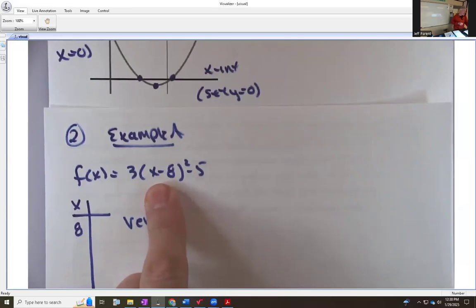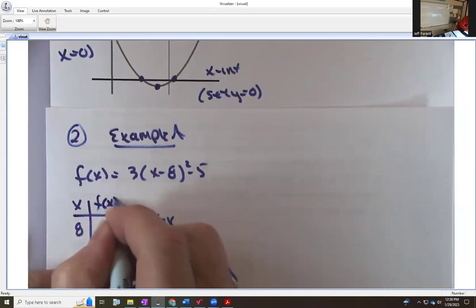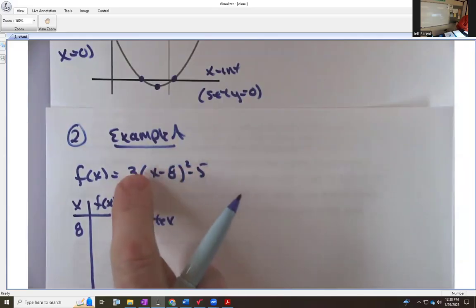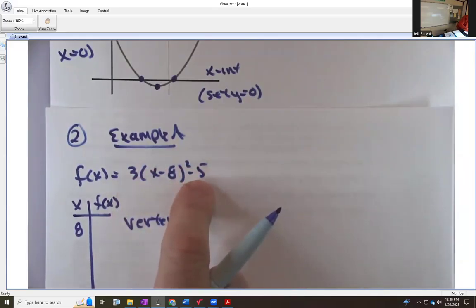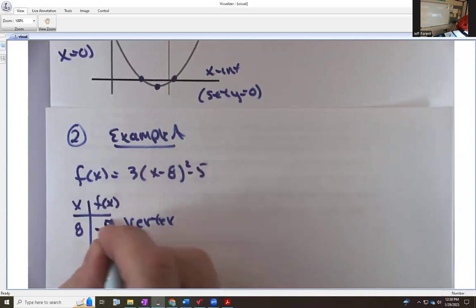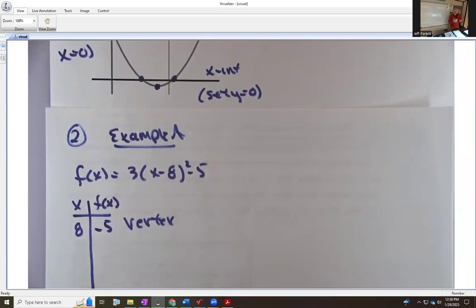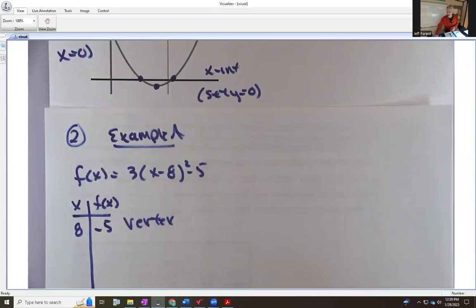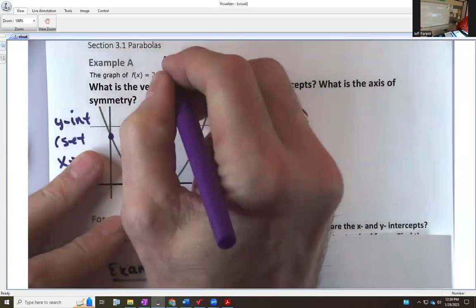If I put in an 8 here, what will I get for f of x? Well, 8 minus 8 would be 0. Squared is still 0. Times 3 is still 0. But then we got the minus 5. So minus 5. And so you can pretty much just read off the graph what your vertex is if you have it in this form. And that's why we call this vertex form. So let me kind of put that up above. This is vertex form.